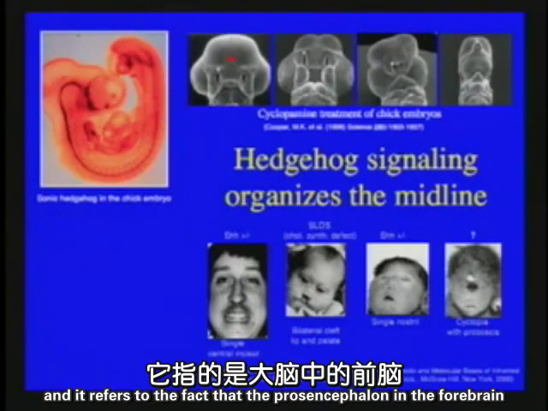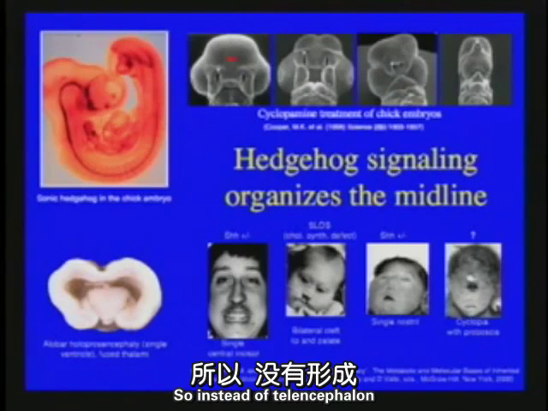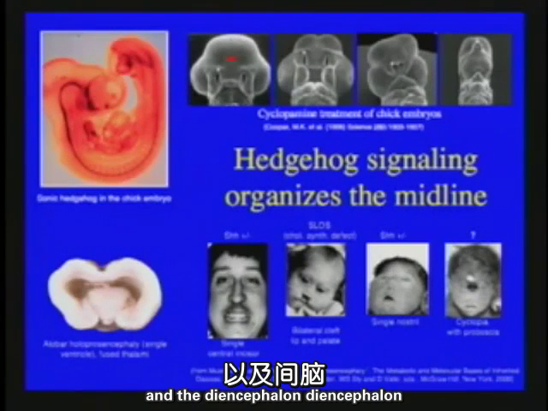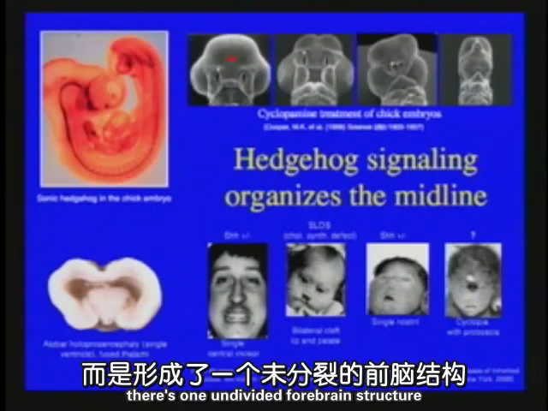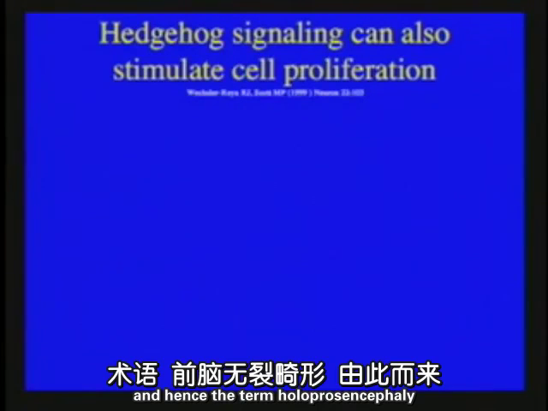And it refers to the fact that the prosencephalon, or forebrain, develops as an undivided vesicle, and here you see such a thing. So instead of the telencephalon, which will form the normal lobes of the cortex, and the diencephalon, there's one undivided forebrain structure, or holosphere, hence the term holoprosencephaly.